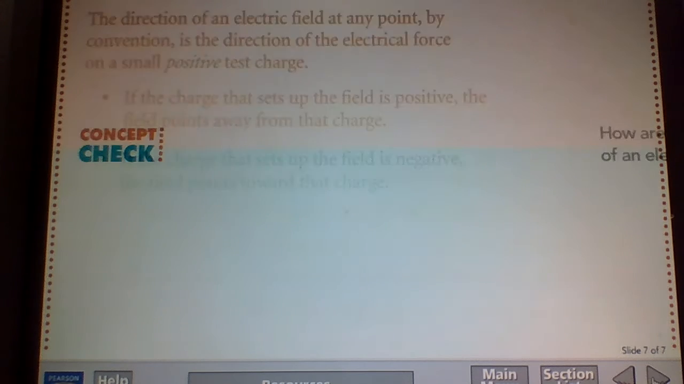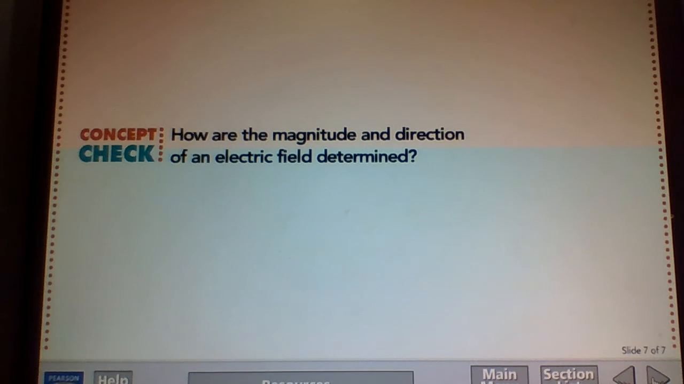So a question you'd want to answer here then is, how are the magnitude and direction of an electric field determined? Again, it's determined by how close we are and what its effect is on the positive test charge. Is it going to be attractive or is it going to be repulsive? Attractive is if it's a negative charge, and repulsive is if it's a positive charge acting on that positive test charge.